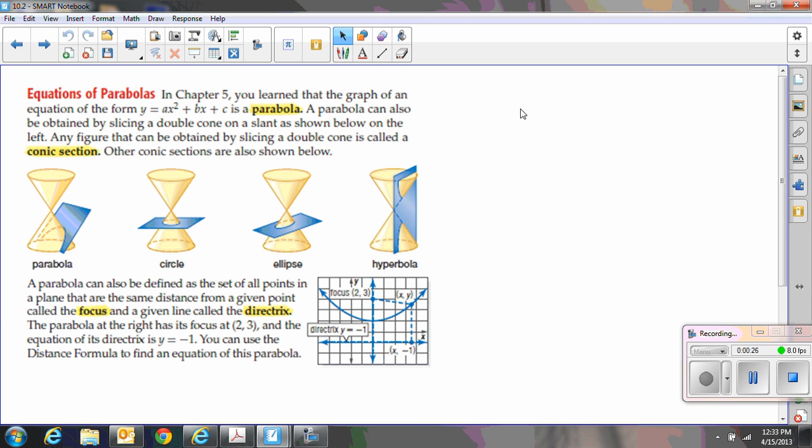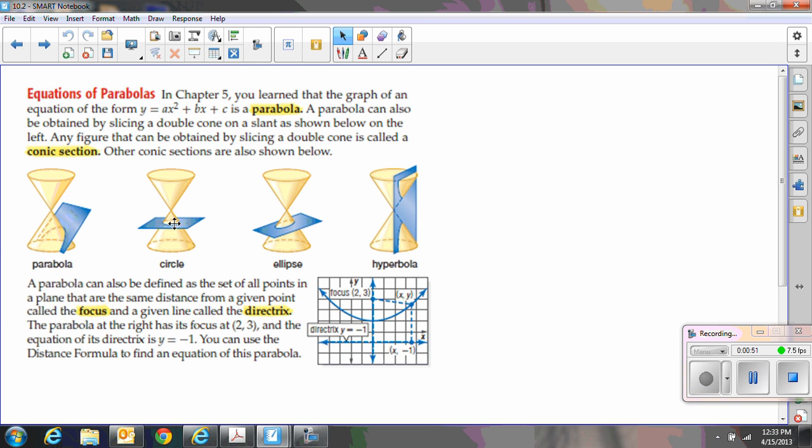So first off, the next few sections here, we're going to be looking at things which are called a conic section. A conic section is described as any figure obtained by slicing a double cone. For instance, this is a double cone. If I take that double cone and I slice it, the object that is made is what we call a conic section. So slicing a cone in this manner gives us, as you can see here, a parabola.